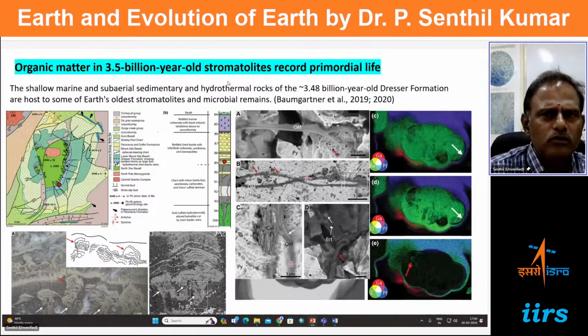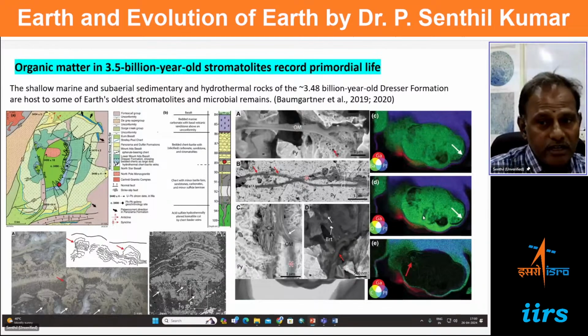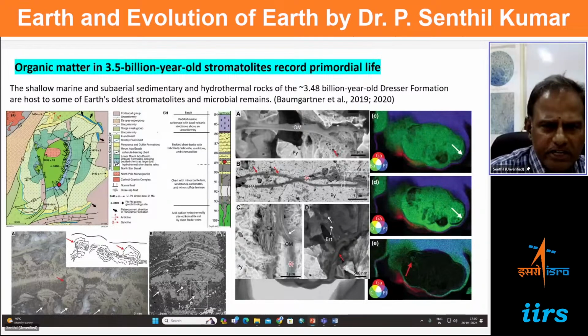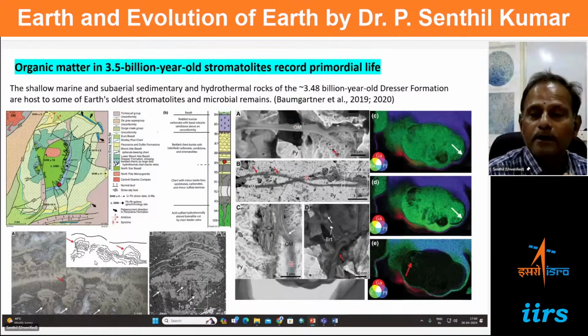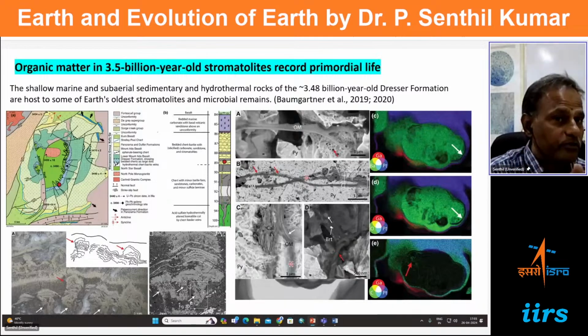3.5 billion years ago, scientists found many microorganisms like microbial cyanobacteria. You can see some organic materials. These were discovered from South Africa. So this suggests that some form of life, the microbial life, started about 3.5 billion years ago.